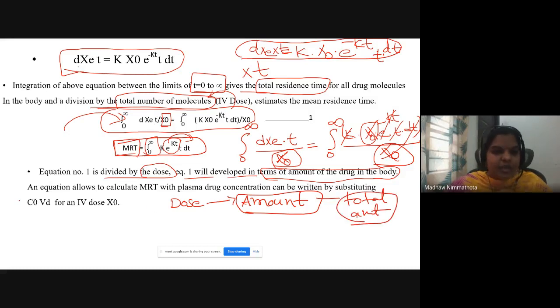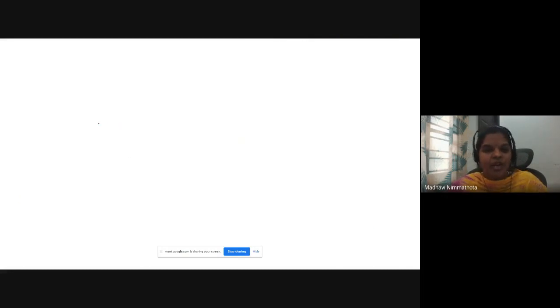So the equation that allows you to calculate your MRT with plasma drug concentration can be written by substituting C naught into Vd for an IV dose X naught. So what does it mean? Instead of writing X naught here, you can substitute it with C0 into Vd. So first you have to write this equation 1.